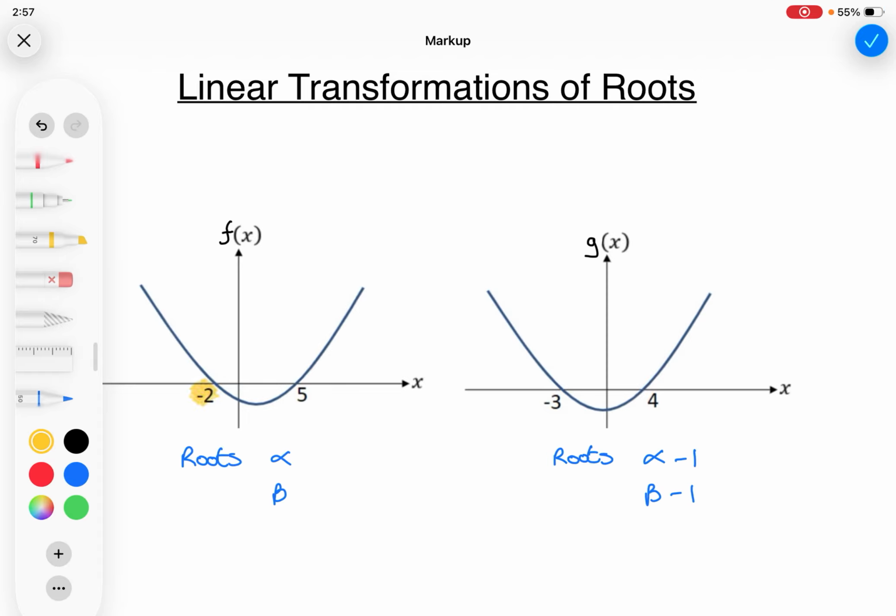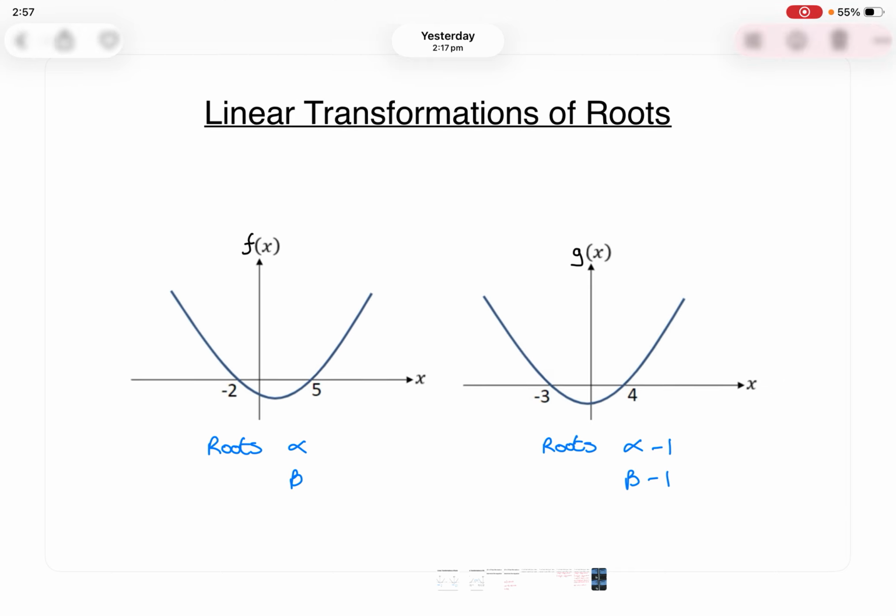Here I have a quadratic with roots of -2 and 5. Here I've got a different quadratic with roots that are both 1 less. I've just subtracted 1 from each of those roots. Let's see what effect that has on the equations of those quadratics.